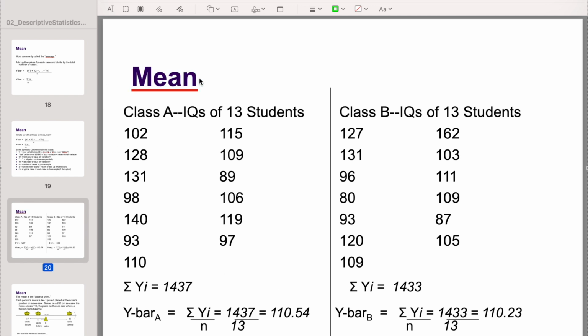So what would be the mean of all these numbers? You just add up all the numbers together and divide them. That will produce the number 1437, and divide them by the total number of items, or students in this case, and that produces the average. Same for the other class.